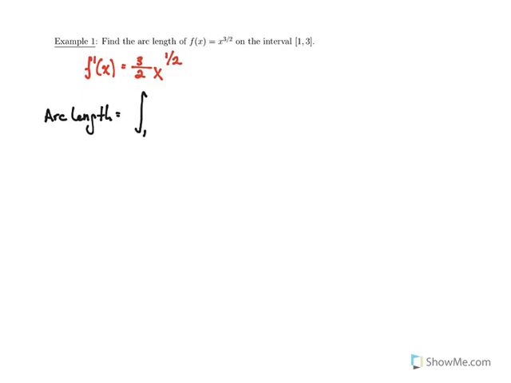the integral from 1 to 3, that's from our bound above, square root of 1 plus 3/2 x to the 1/2 squared dx. And now we just have to do some algebra, and then hopefully we'll have something that we can find the antiderivative of.